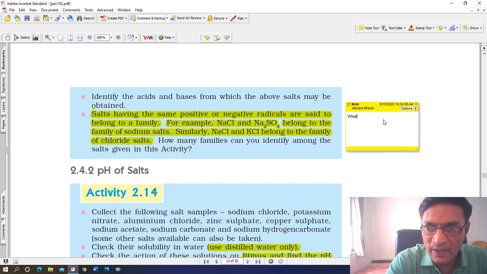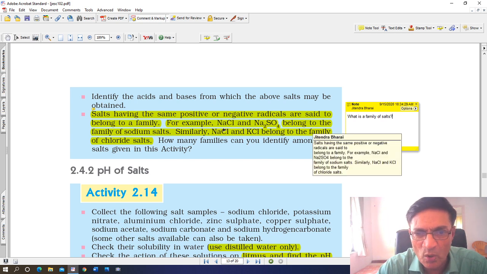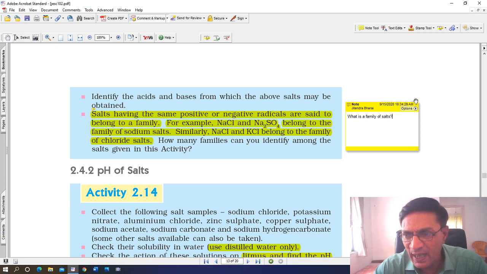What is a family of salts? And the answer is here: salts having the same positive or negative radicals. So you can see that salts having the same positive or negative radicals are said to belong to a family. For example, sodium chloride and sodium sulfate belong to the family of sodium salts. So these salts have either the positive radical common or the negative radical common. All right, now let us go ahead.